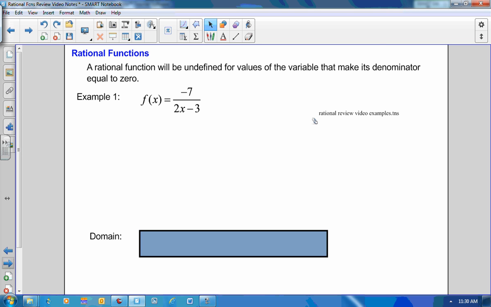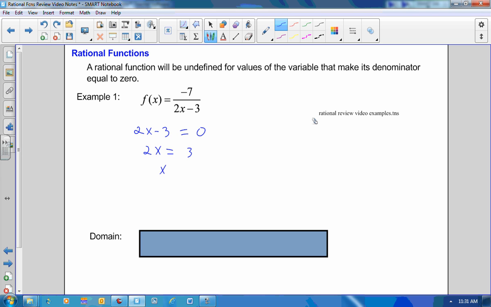As I mentioned before, a rational function will be undefined for values of the variable that make its denominator equal to 0. Notice that we have a linear expression in the denominator. So if I take that 2x minus 3 and set it equal to 0, I can solve for x and find any values of x which will make the denominator 0. So I get 2x equals 3, x equals 3/2.